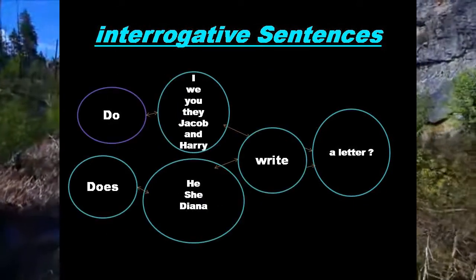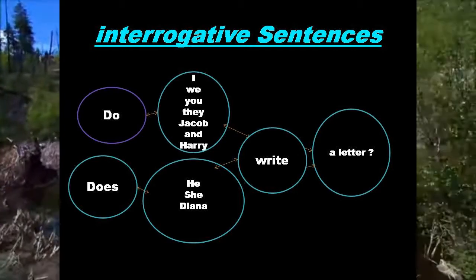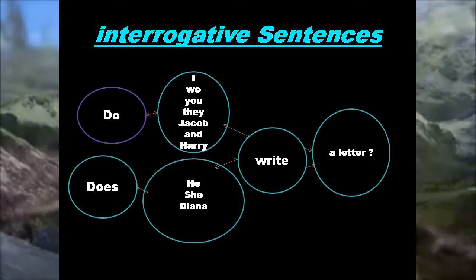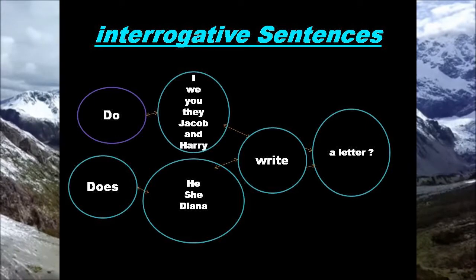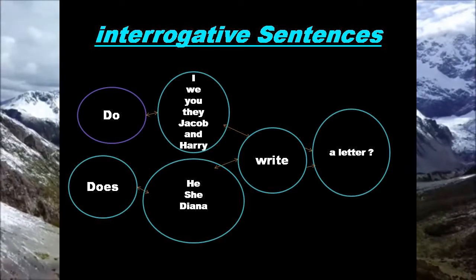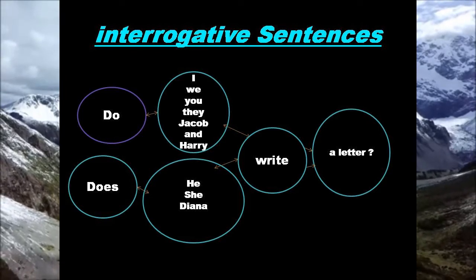Interrogative sentences of present indefinite tense: Do I write a letter? Do we write a letter? Do you write a letter? Do they write a letter? Do Jacob and Harry write a letter? Does he write a letter? Does she write a letter? Does Diana write a letter?